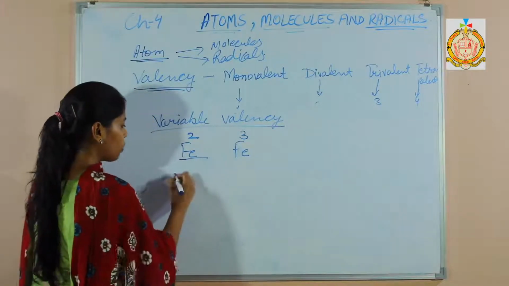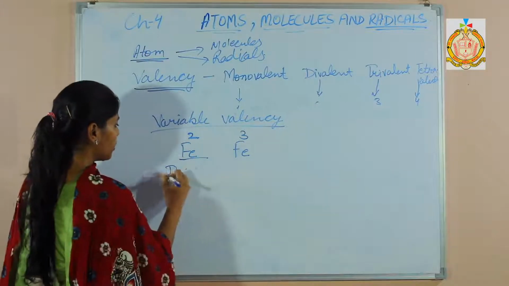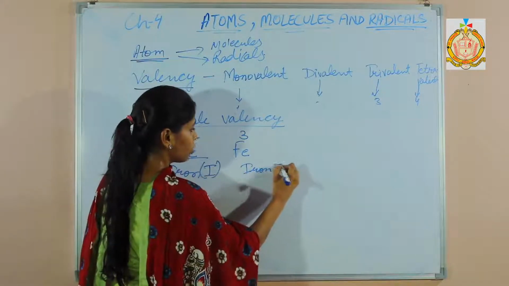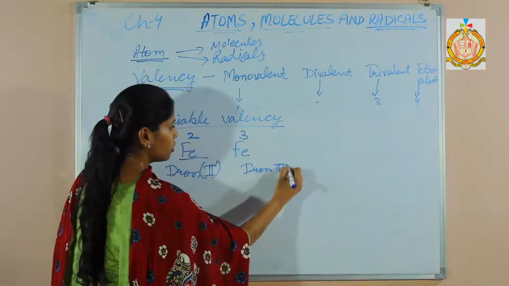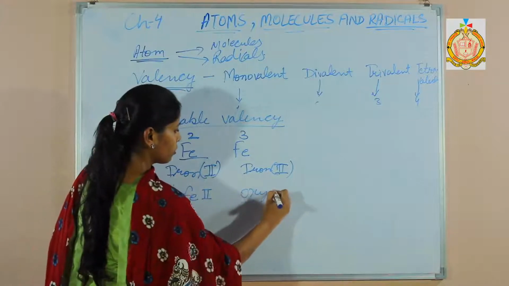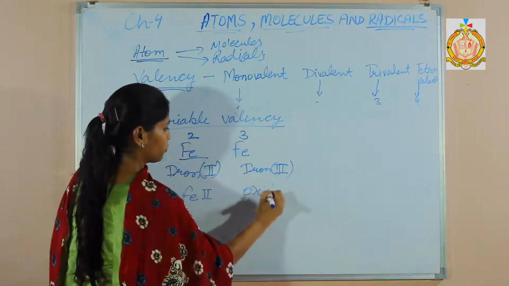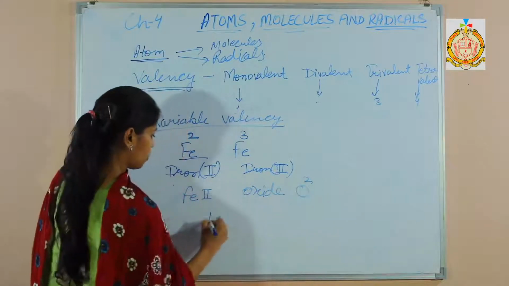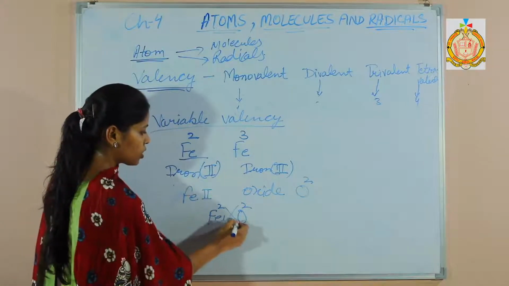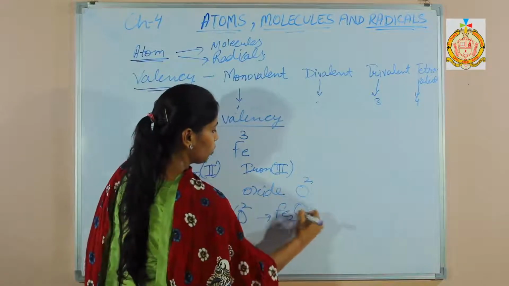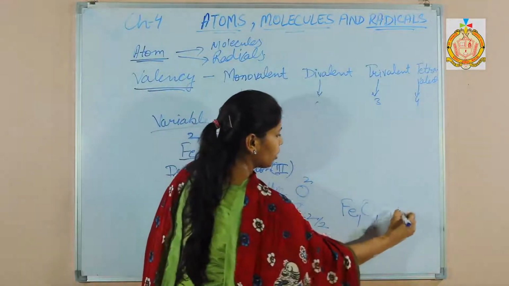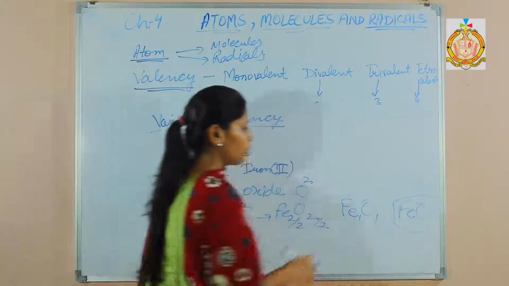So when we write the formula, this is called iron 1, we write it in Roman counting, and this one is iron 2, and this one is iron 3. When iron 2 combines with oxide, which is O2, what will be its formula? After transposing, you will get Fe2O2 and divide with the highest common factor. It will become Fe1O1, and at last we will get FeO.